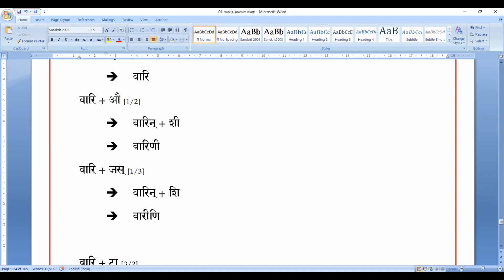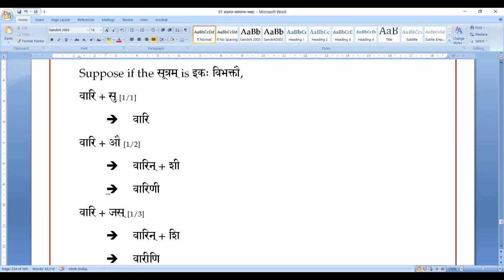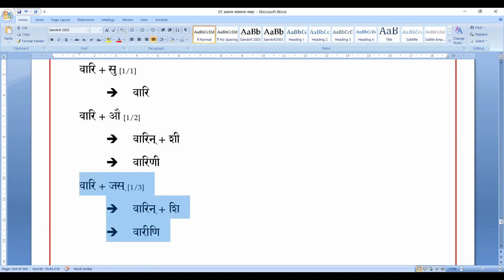Here also, ikaha vibhakto, assuming ach is not in the sutra, we get the form varini, right? Vibhakti pratyaya follows, therefore ikanta napumsaka gets numagama, therefore you get varini. I will do all the forms the same way.